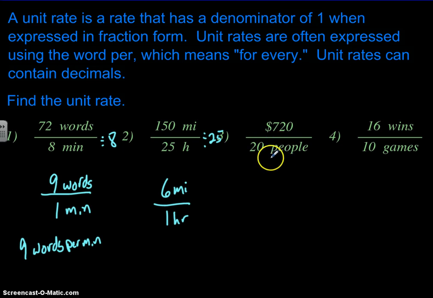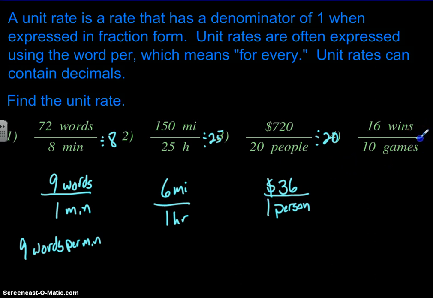Okay, 720 over 20, I want to divide the top and the bottom by 20 because I want to make the bottom 1. So it's 1 person. I don't want to put people, obviously, for 1 person. Then I want to divide 720 by 20, and I should get 36. That's $36 for 1 person.